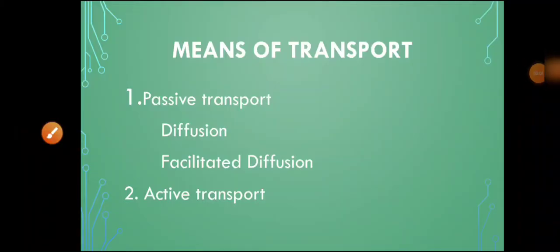Dear students, there are two means of transport. First is passive transport and second is active transport. In case of passive transport, the molecules move from higher concentration to lower concentration. Whereas in case of active transport, the molecules move from lower concentration to higher concentration. Passive transport includes diffusion and facilitated diffusion.